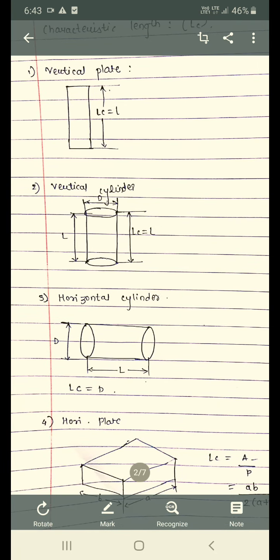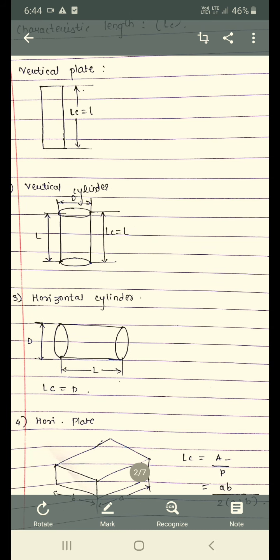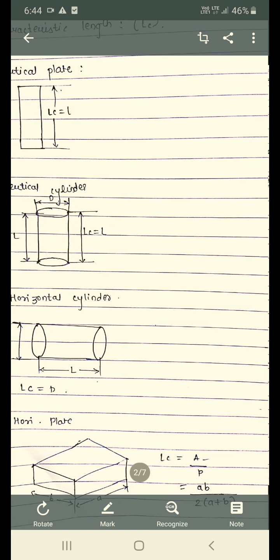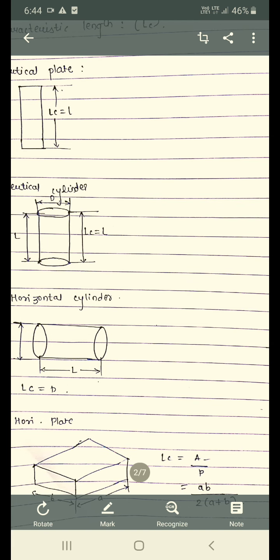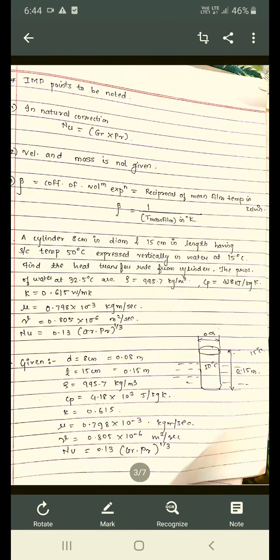For a horizontal cylinder, LC is equal to D, means we are going to measure here characteristic length in vertical direction. And for a horizontal plate, LC is equal to area upon perimeter. Area for this horizontal plate is equal to A into B divided by 2 times (A plus B). So these are the few cases which we generally use while solving the numericals in natural convection.